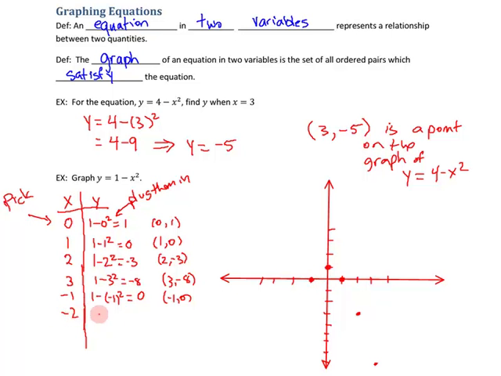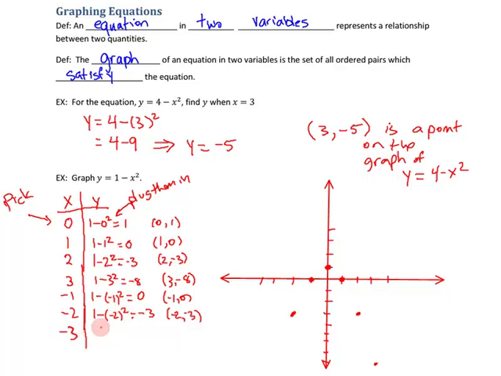If I plug in negative 2, I'll have 1 minus a minus 2 squared, or 1 minus 4, which is negative 3. Negative 2, negative 3. Notice how this is now symmetric. It appears to be the same thing happening on the left and right, and the reason for that is the square, because the square of the negative is the same as the square of the positive.